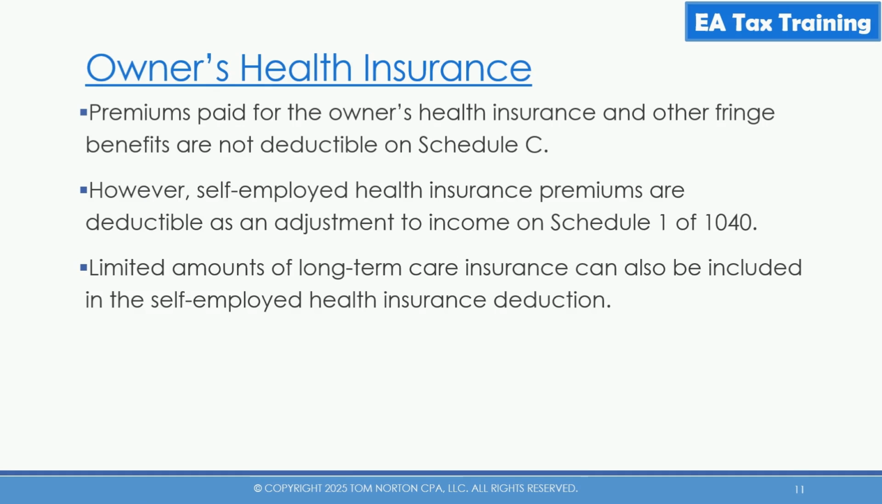Health insurance for a sole proprietor. Premiums that are paid for the owner's health insurance and other fringe benefits are not deductible on Schedule C. So if you've got employees and you're paying for their health insurance or fringe benefits, those are deductible, but not for the owner. Remember, the owner is not an employee. They are not on payroll. However, self-employed health insurance premiums are deductible if you meet certain requirements that we will remind you of, as an adjustment to income on Schedule 1 of the 1040. And also, limited amounts of long-term care insurance can also be included as part of that deduction.